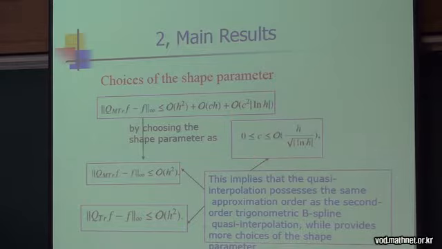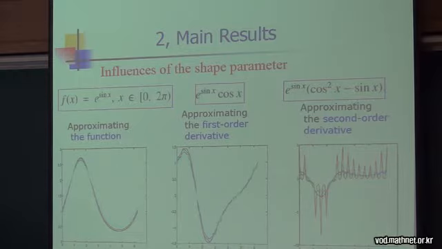Though C can range over this interval, the choice of the shape parameter will influence the quasi-interpolant greatly. That's to show the influence of the shape parameter. Let's give three examples. The first example is about approximating the function f(x) with our quasi-interpolant with different shape parameters. The second example is approximating the first order derivative of f(x) with our quasi-interpolant. The last example is approximating the second order derivative of f(x) with our quasi-interpolant. This is the first order derivative, this is the second order derivative.